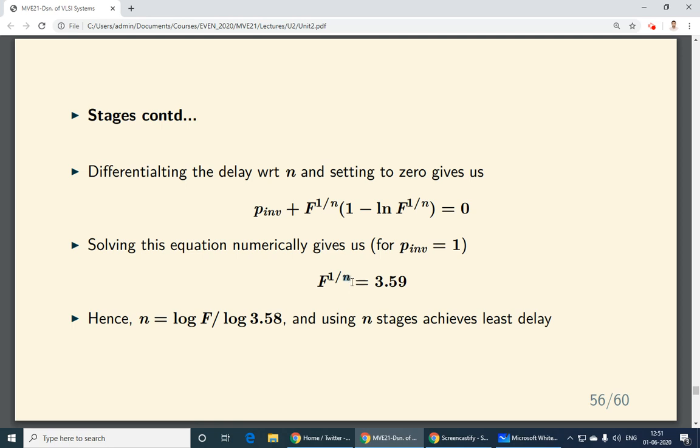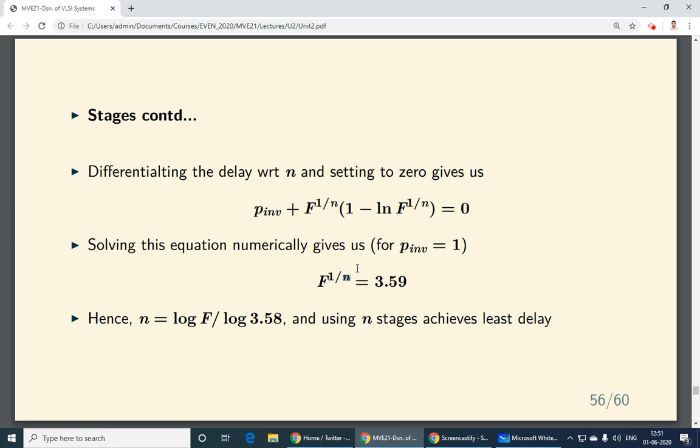One thing to remember is what n means physically. It is the number of stages. So 3.783 stages doesn't mean anything. If you get a numerical n equal to 3.783, then you have to round it up or down to the closest number, and that will be the number of stages which will give you the best possible delay.